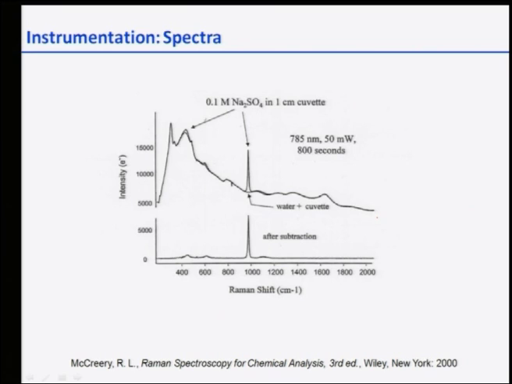So how do we take care of this background? Suppose you take the spectrum with water and cuvette, and then separately you take one for water and cuvette without the sample, where the sample here is sodium sulphate. Then you can subtract and get the background removed. That is what can be done routinely nowadays with computers.